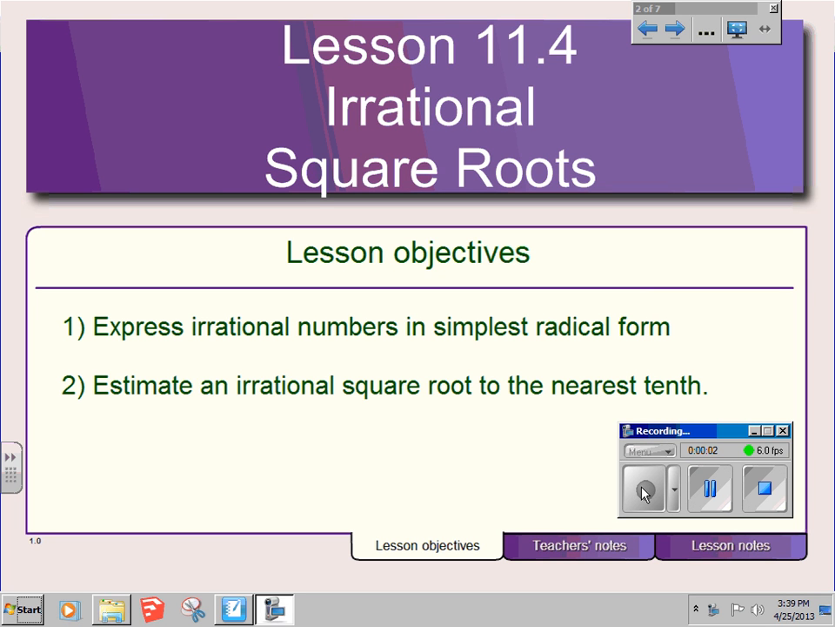Today's lesson is about irrational square roots. So the whole radical, the radicand, won't be a perfect square. It won't cancel out to a perfect square. And we're going to learn how to deal with that.